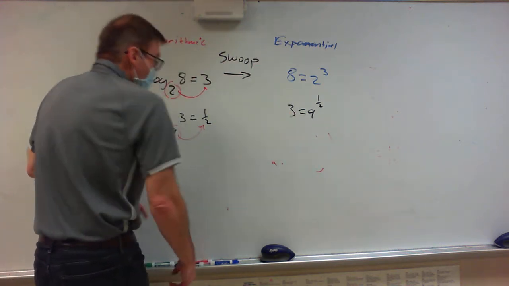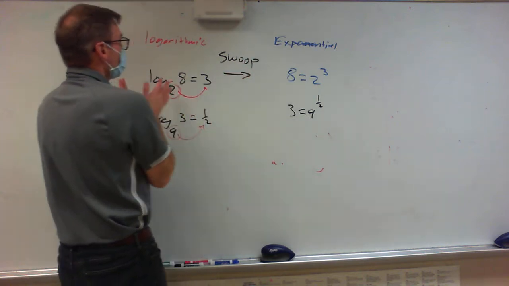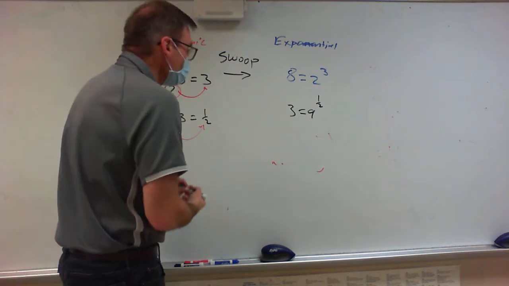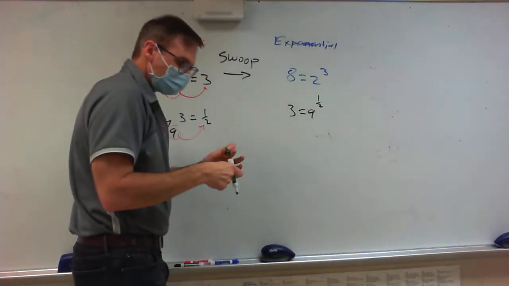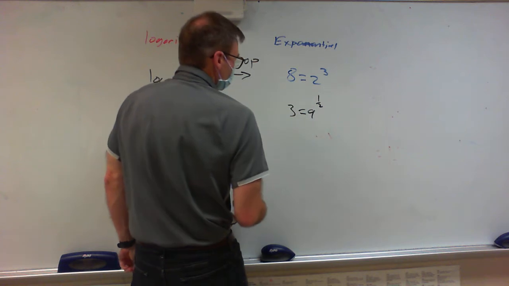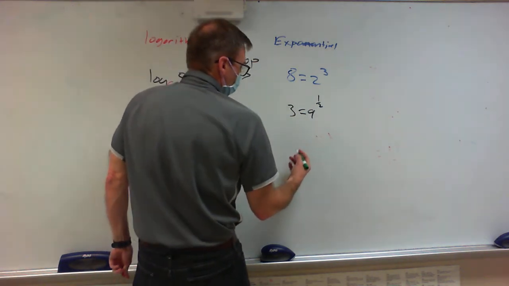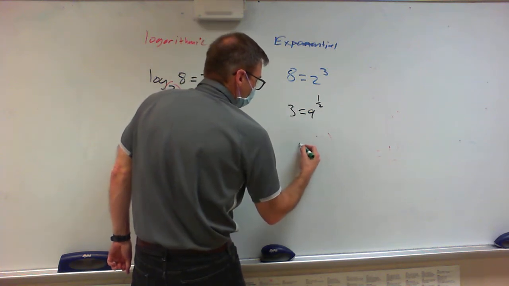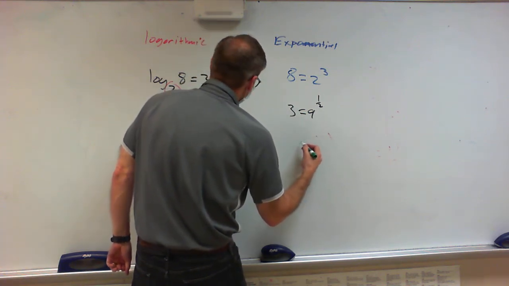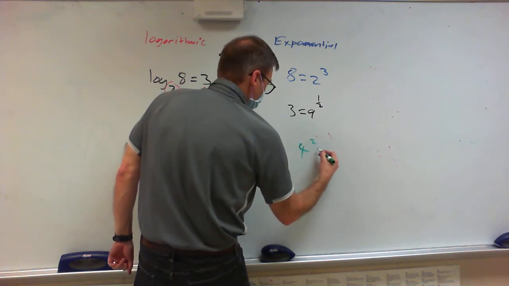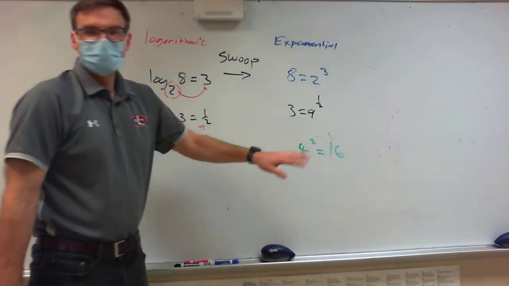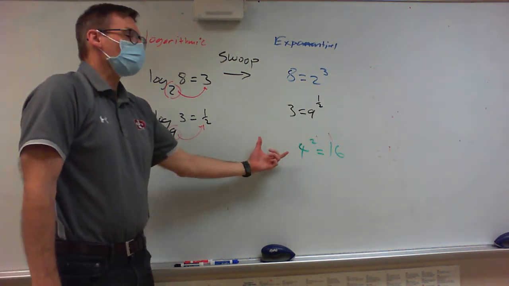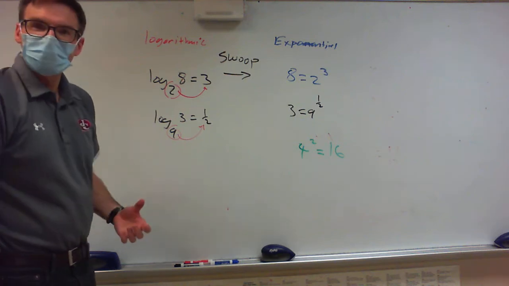Well, if we can go from logarithmic to exponential, we have to go backwards. So meaning if I give you, let's see, here, let's write an easy one. Let's say I have 4 squared is equal to 16. Can everybody agree this is an exponential equation? Okay? And so how to write this logarithmically, we're going to go backwards.